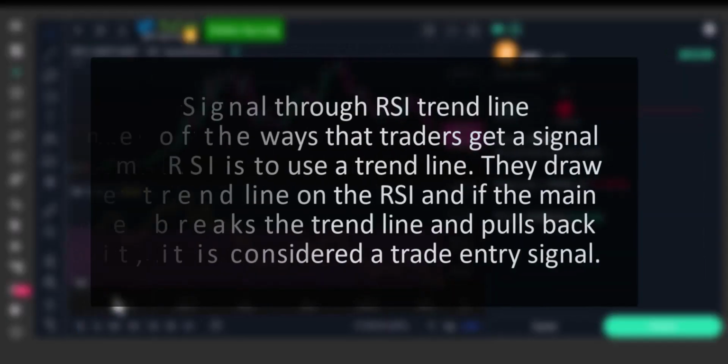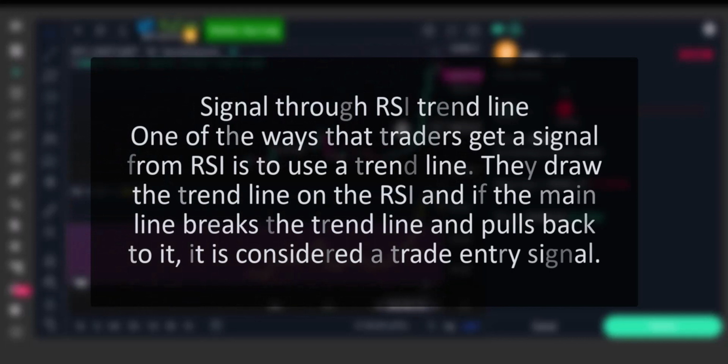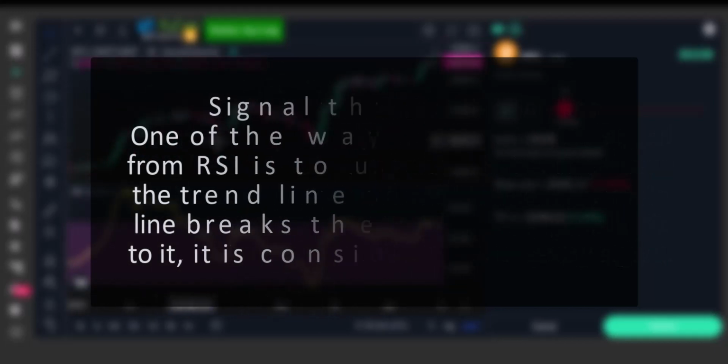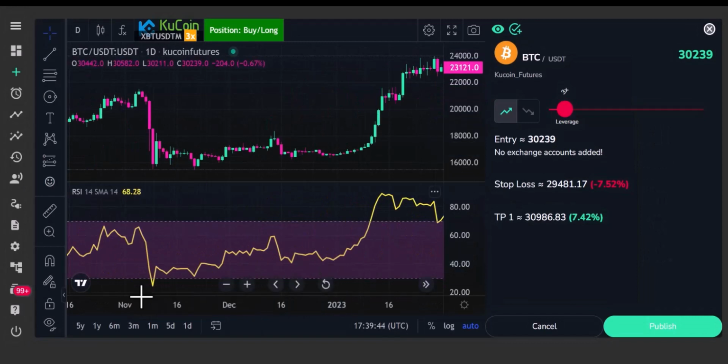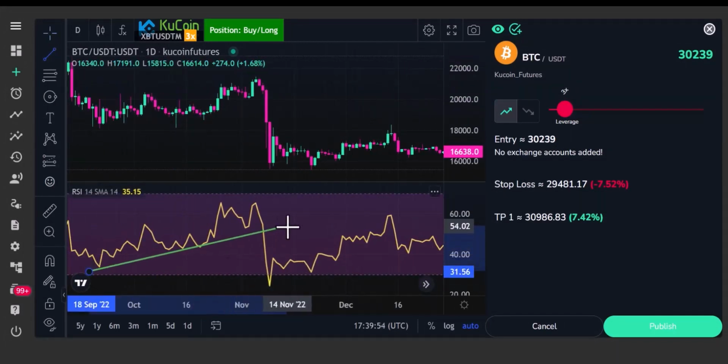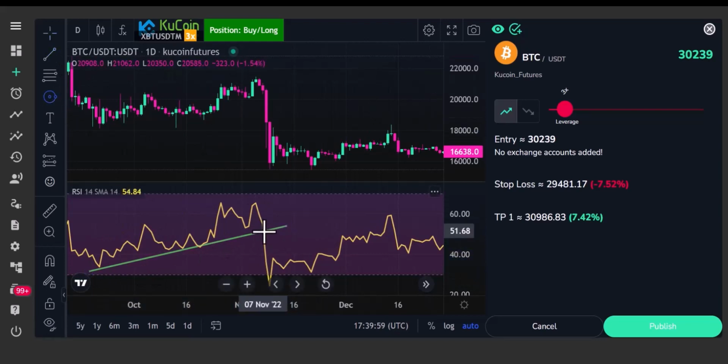Signal through RSI trendline. One of the ways that traders get a signal from RSI is to use a trend line. They draw the trend line on the RSI, and if the main line breaks the trend line and pulls back to it, it is considered a trade entry signal.